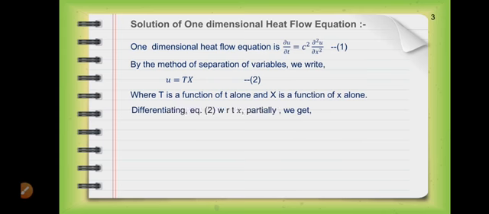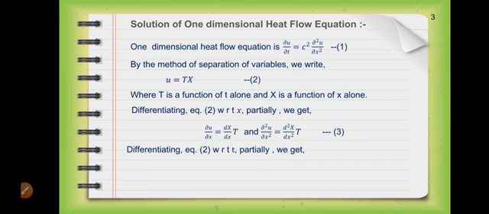Differentiating equation 2 with respect to x partially, we get ∂u/∂x = dX/dx · T. Here obviously T will act as a constant multiplier. And once again differentiating this result, we get ∂²u/∂x² = d²X/dx² · T. Now differentiate 2 with respect to t partially, X will act as a constant multiplier. So ∂u/∂t = X dT/dt.